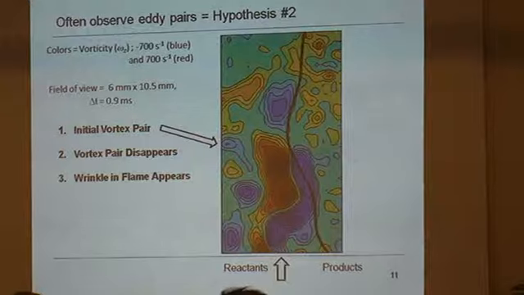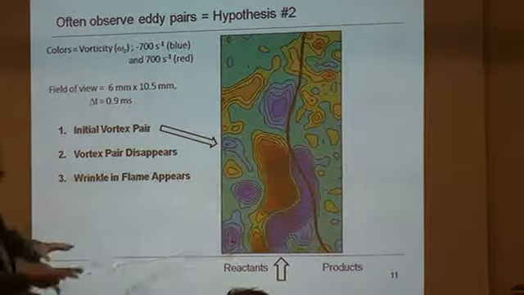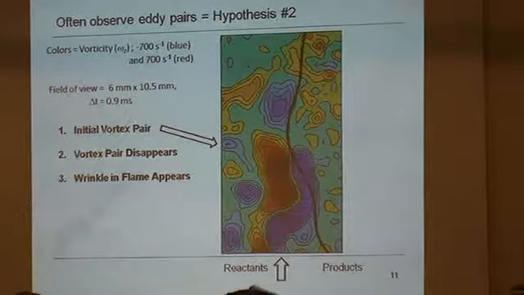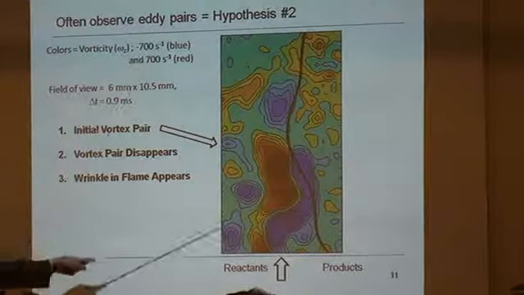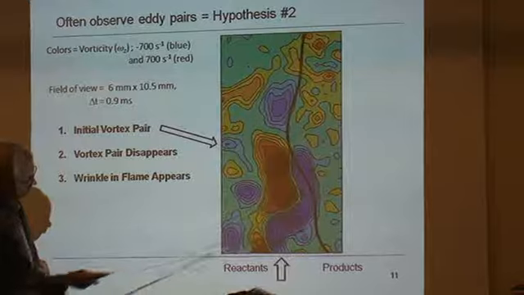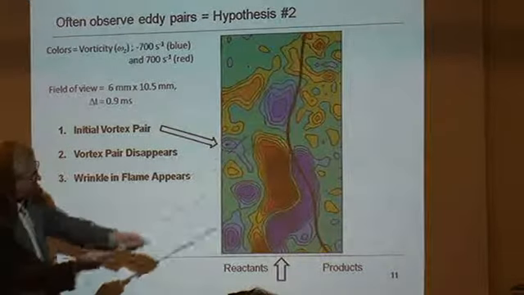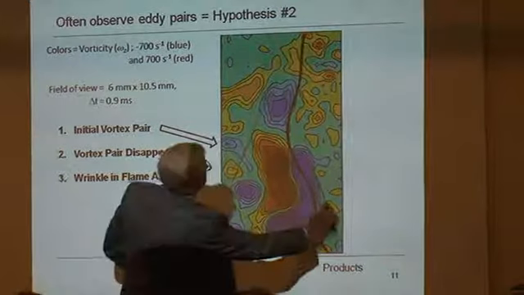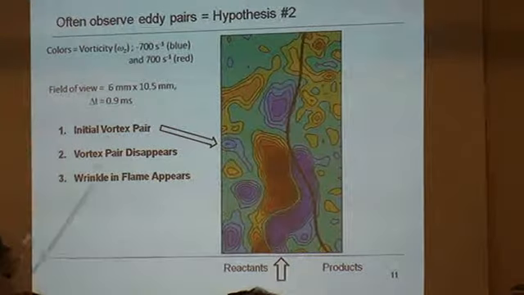So this is what he's done now. What we have is a small region, 6 millimeters by 10 millimeters, and we have identified some vortex pairs, and vorticity is this way. This fluid is rotating clockwise. This fluid is rotating counterclockwise. The reactants are coming up, and this flame is sort of like this, and these will be going upwards and to the right.